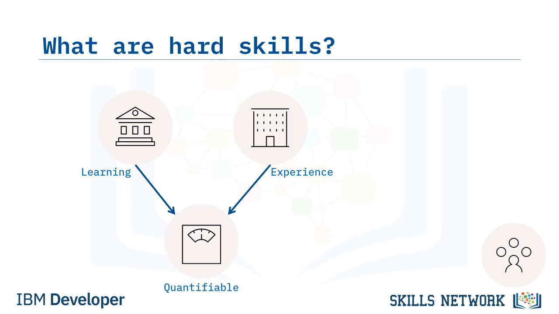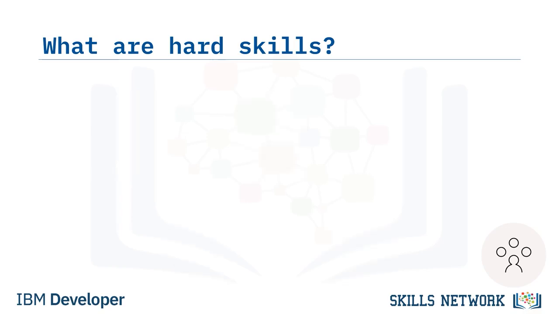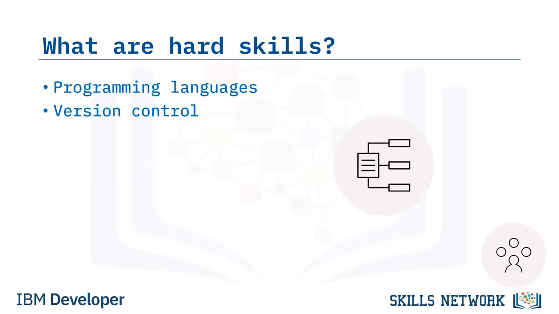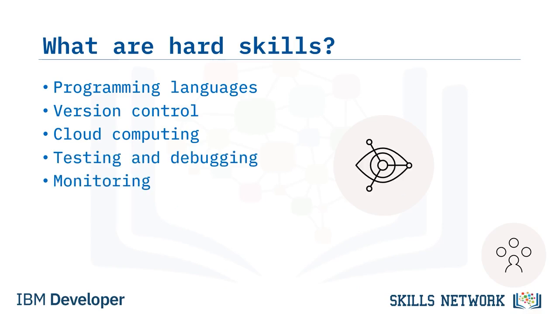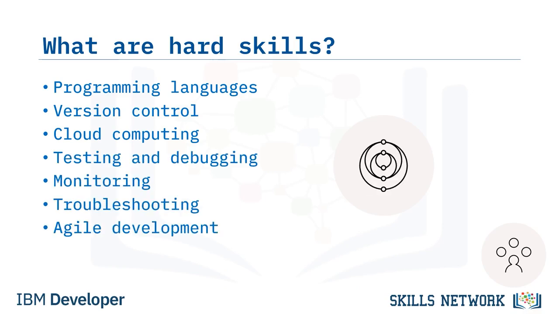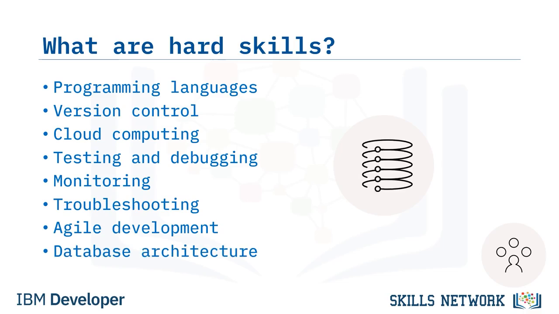Hard skills are quantifiable, so it's easy to measure whether an individual can demonstrate a particular skill and to certify them in that skill. Commonly required hard skills in the software engineering sphere include programming languages, version control, cloud computing, testing and debugging, monitoring, troubleshooting, agile development, and database architecture.